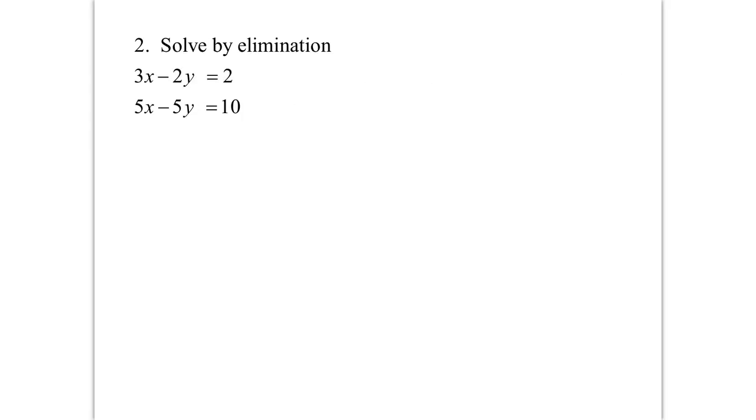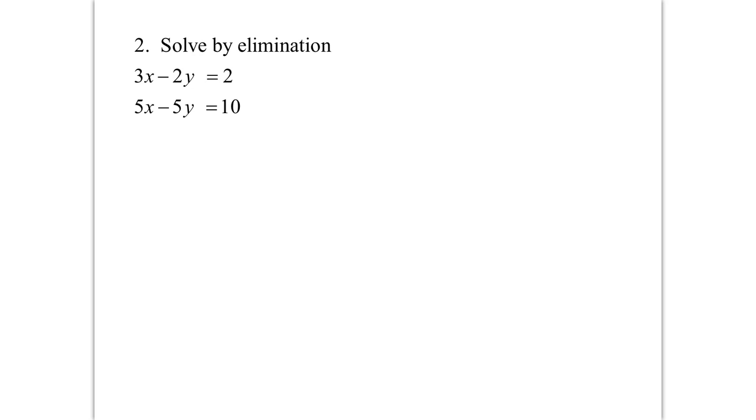So notice here, we have 3x minus 2y equals 2 and 5x minus 5y equals 10. So step number 1, are the two equations in standard form? Yes, they are. X and y are on the same side. The constant is on the other side. Step number 2, you choose one variable to cancel. So notice that the x's don't have the same number. The y's don't have the same number. Just choose one variable to cancel.